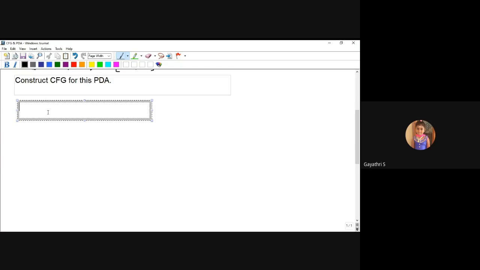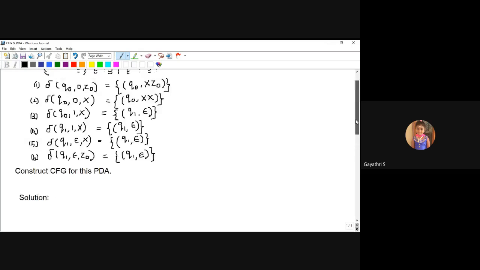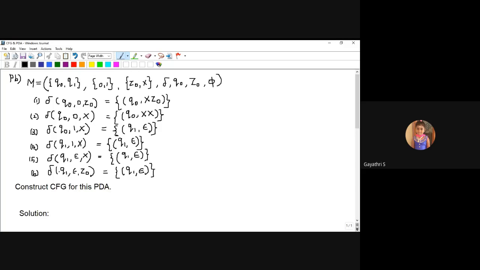Solution. See, six transition functions have been given, that is six types of mappings. You have to take the mappings one by one. Context-free grammar is nothing but production rules, so you are going to write a production rule for each mapping, for six mappings.